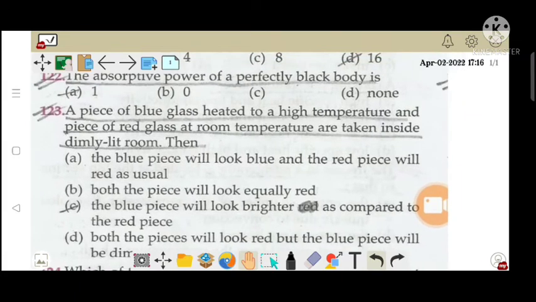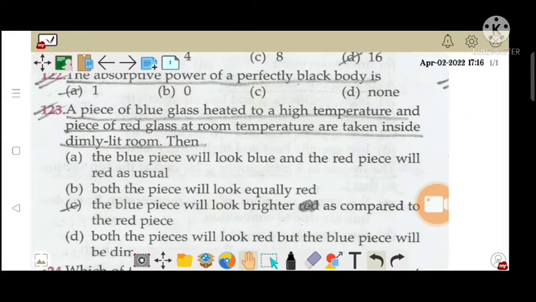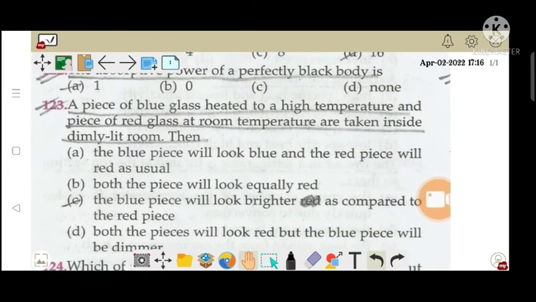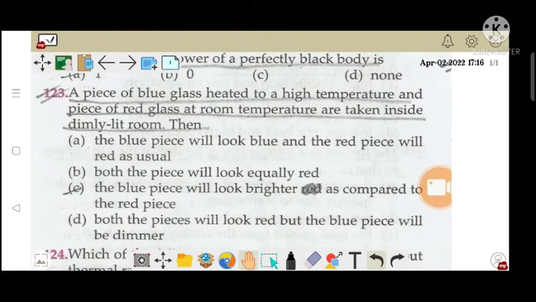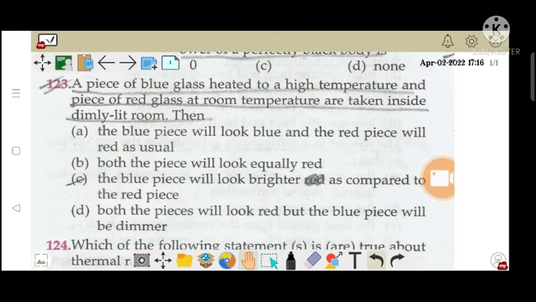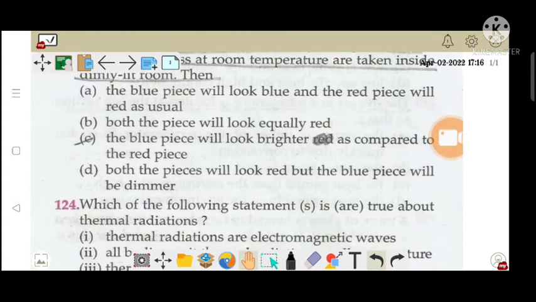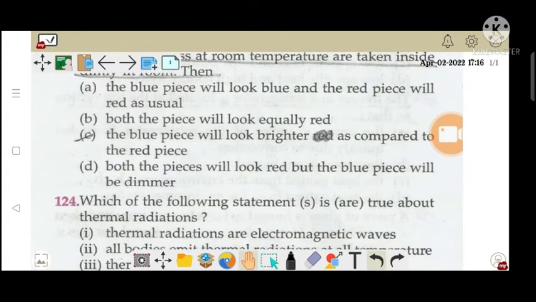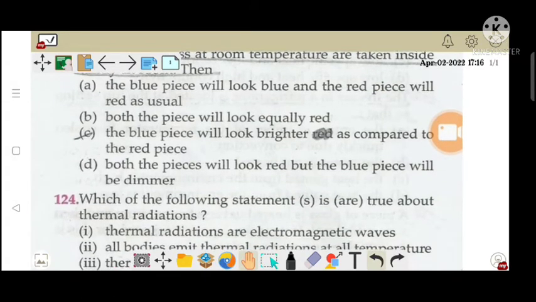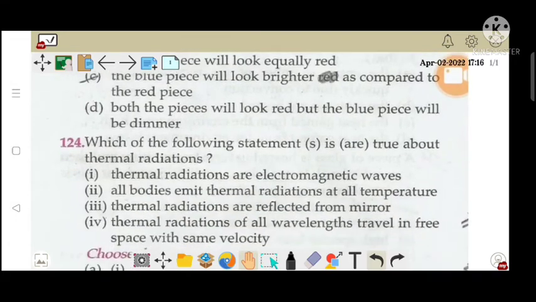A piece of blue glass heated to a high temperature and a piece of red glass at room temperature are taken inside a dark room. Which piece will look brighter? The blue piece will look bright red in comparison to the red piece.